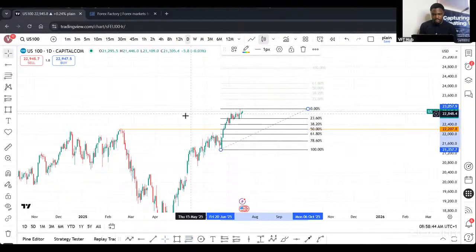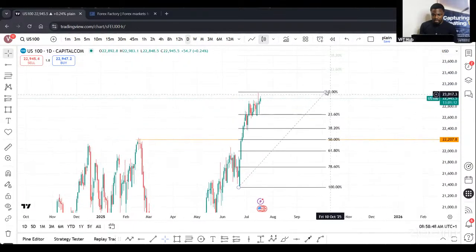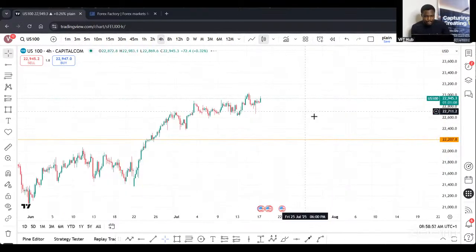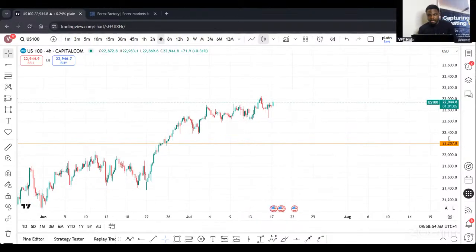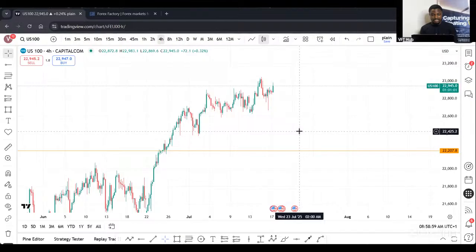Everything is still pointing to the market being extremely bullish. Everything, except for the whole drama that happened yesterday. On the 4-hour time frame, what do we have? In fact, we've not seen any break of structure yet to the downside, right? The market is still extremely bullish.